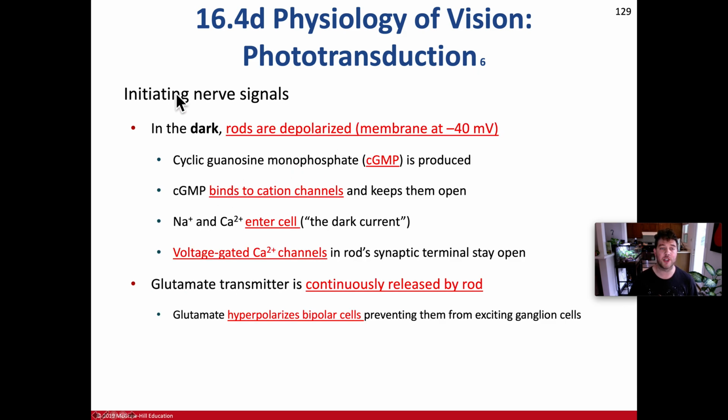All right, initiating the nerve signal. Actually, this nerve pathway is what the video got into ahead of what we did, when it started getting into all that cyclic GMP stuff. So if that's where you got lost, here we go.